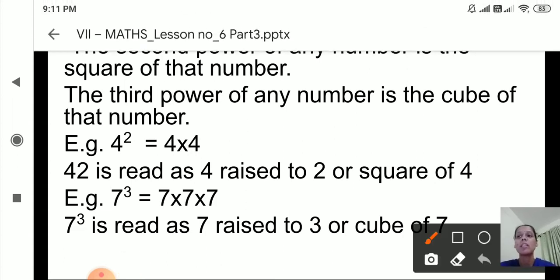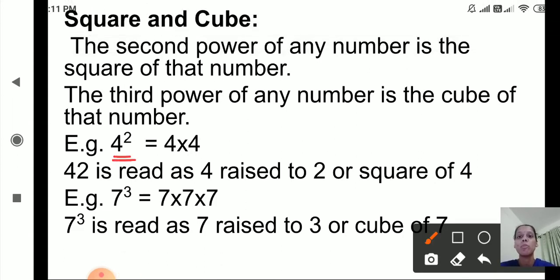As you can see here, this is the first example. 4 raised to 2 means what? The second power of any number. Power means this is 2, correct? This is called exponent, index or power, and 4 is the base. So 4 raised to 2 means 4 you will multiply 2 times, right? So the second power of any number is the square of that number. So square of 4 means 4 multiplied by 4. So how will you read this? 4 raised to 2 or square of 4, right?